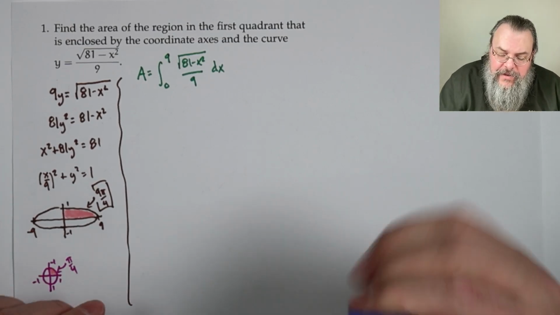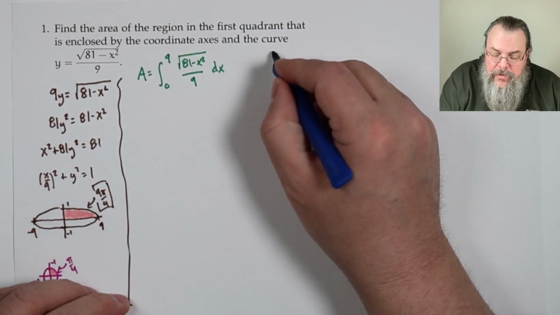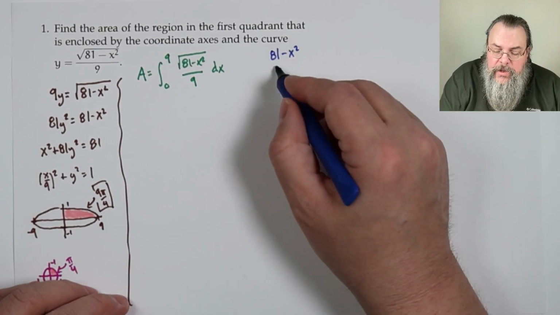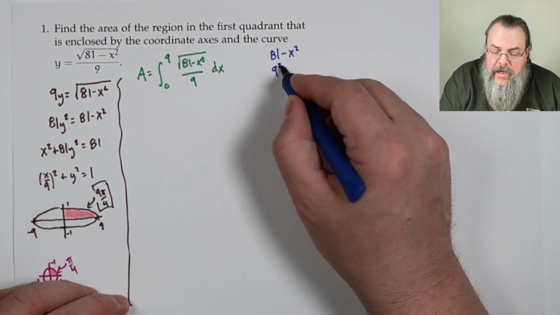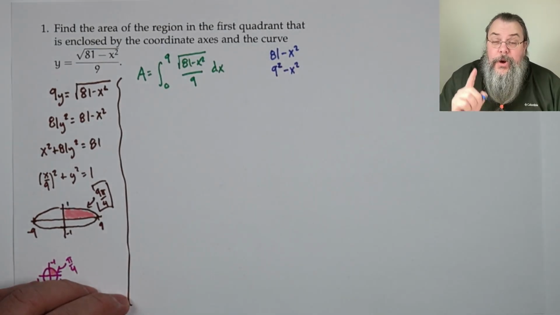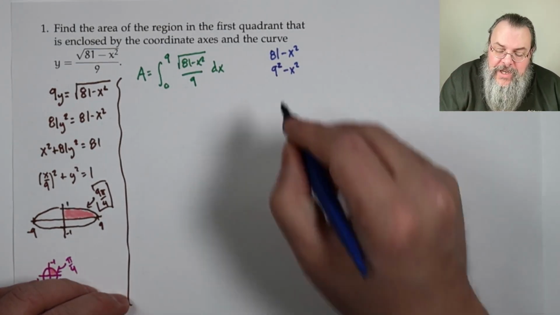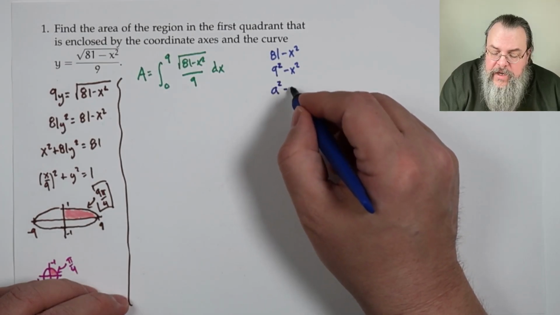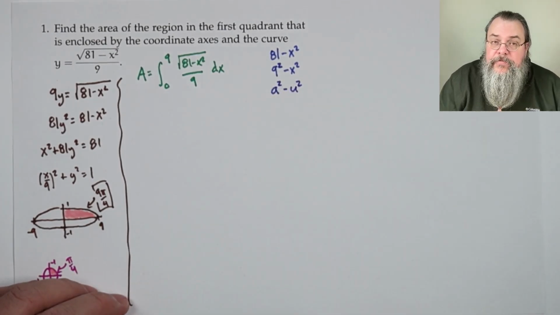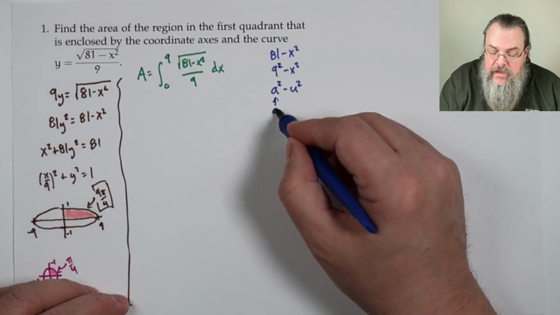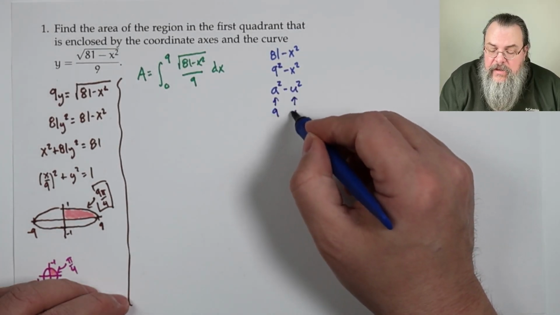So as we look at this, we say, well, inside the square root, we have 81 minus x squared, or we can think of it as the number 9 quantity squared minus x squared. And then we're like, oh, this is good, because this is one of our forms, number squared minus function squared. And we say, okay, so that means our a is 9 and our u is x.